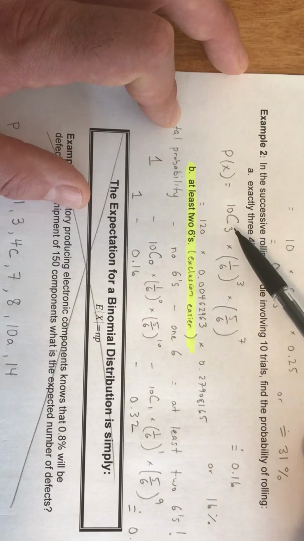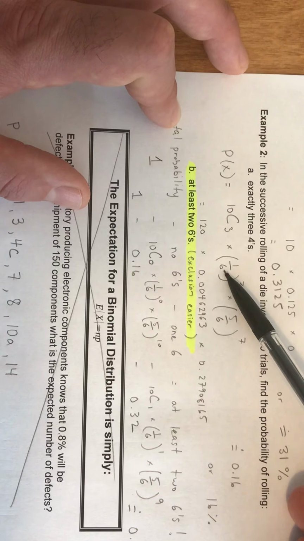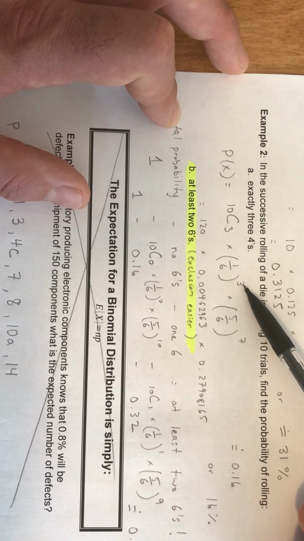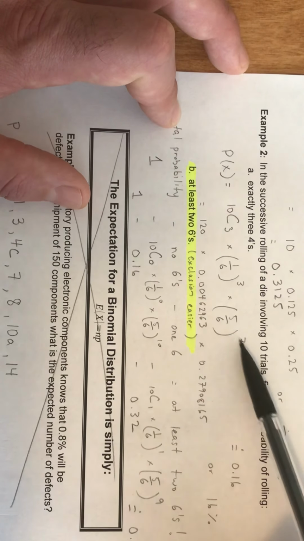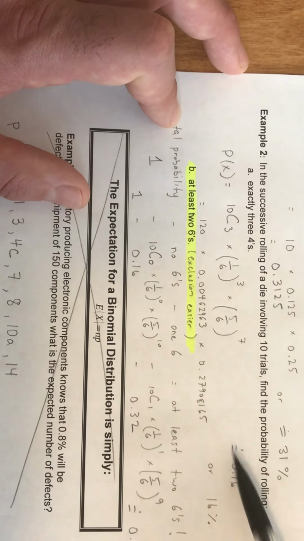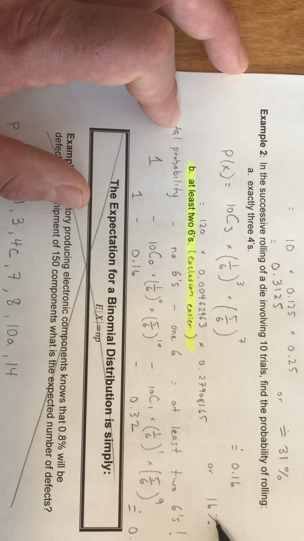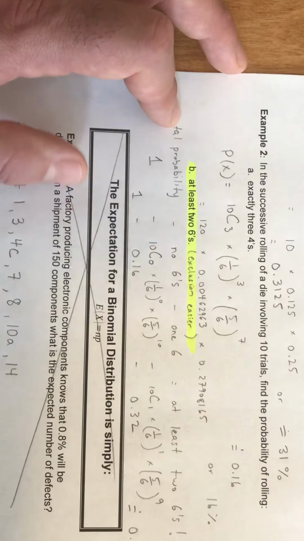Okay, so 10 choose 3: 10 rolls, 3 of them need to be 4s. The probability of success is 1 out of 6. I take that to the power of 3, since I need 3 successes. The probability of failure is 5 over 6, and I need 7 of those. When I multiply it all out with those numbers, I get approximately 16%. So there's a 16% chance of you getting exactly 3 4s when you roll a dice 10 times. Okay, so that's how binomial distribution works.